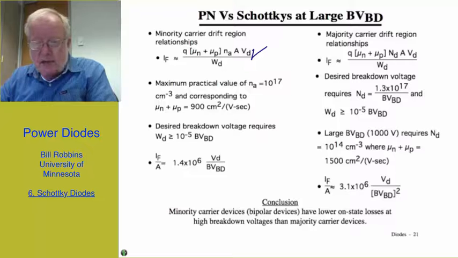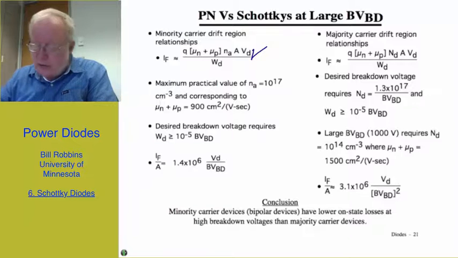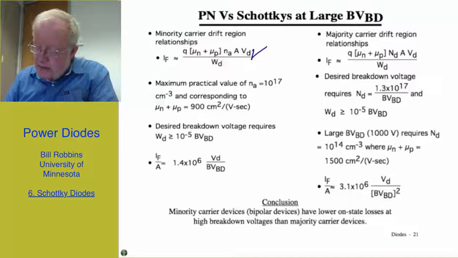Now the maximum practical value of N_a might be 10 to the 17th. The corresponding mobilities sum to about 1,000, and the desired breakdown voltage requires, as we've already seen, that the drift region length be equal to 10 to the minus 5 times the breakdown voltage. Putting all of that information into the equation for the forward current, and dividing the forward current by the area, we have this relationship.